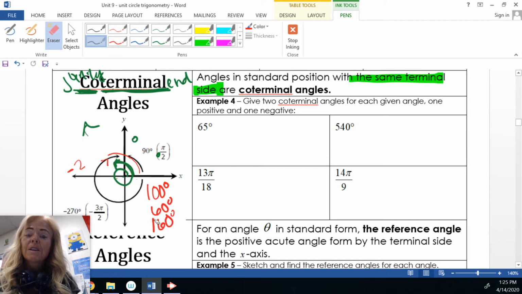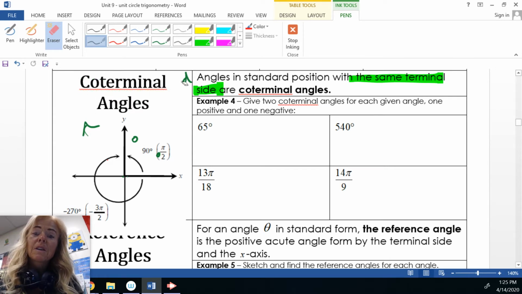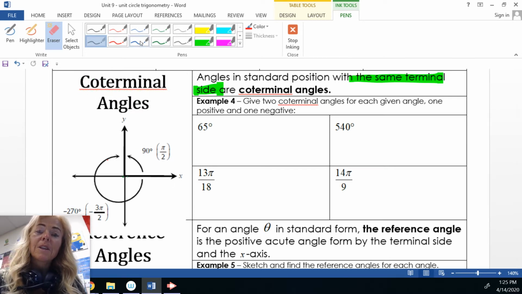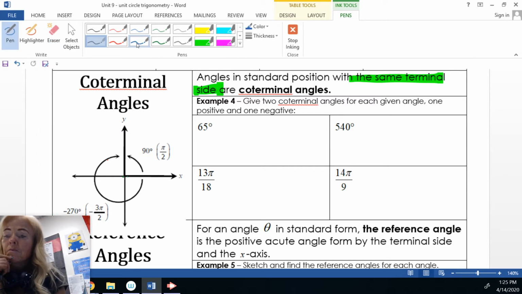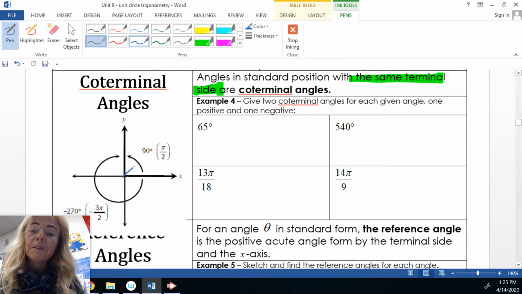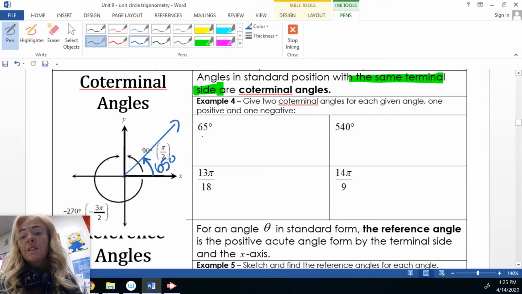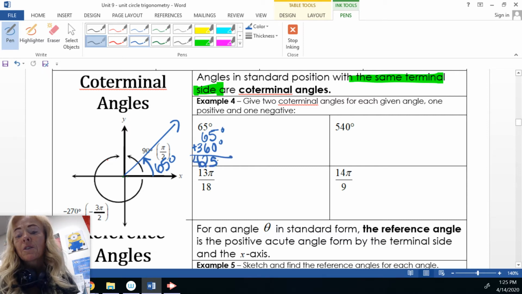I'm going to erase all this so we can see just a 65 degree angle. Okay, just a 65 degree angle. So if we travel 65 degrees, it's going to be about right there. That's 65 degrees. So what we would do is we would take 65 degrees and we would add one revolution, 360 degrees, to make 425 degrees. So if we went 360 plus 65, we would end up with a terminal side at 425 degrees also. So that's one of them.